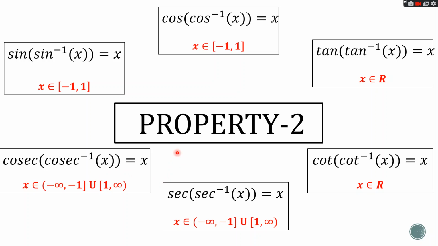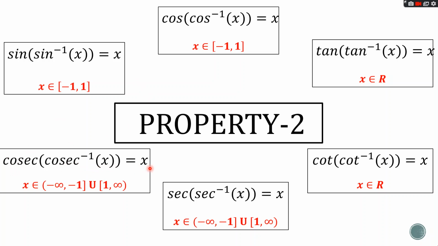Property number 2. Now we have sine of sine inverse x is equal to x, provided x belongs to the closed interval minus 1 to 1. All these intervals are very important. Then cos of cos inverse x is x, where x belongs to minus 1 to 1. Tan of tan inverse x is equal to x, where x belongs to R. x can be any real value.